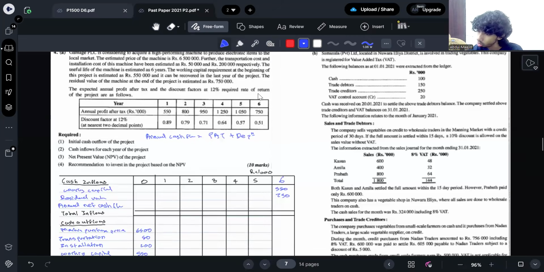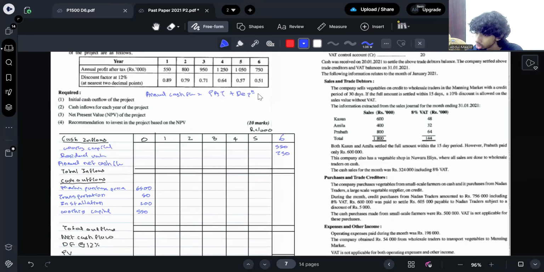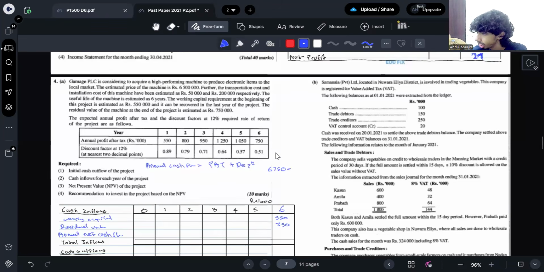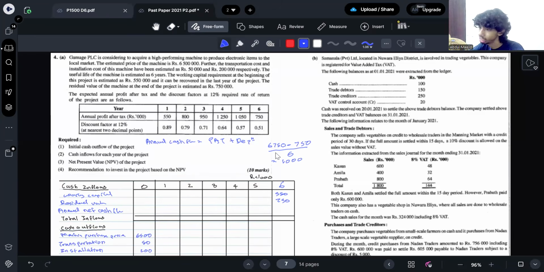Now, what will be a part of the machine cost? The machine purchase price, transportation, installation, all of these are part of the cost of the machine. So 6,500 plus 50 plus 200, that is 6,750, minus the residual value of 750, divided by useful life of 6 years, the annual depreciation is 1,000. So for each year's annual profit after tax, if you add this depreciation, you can get the cash flow.